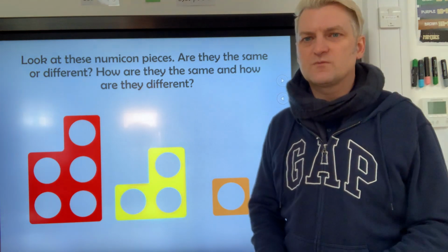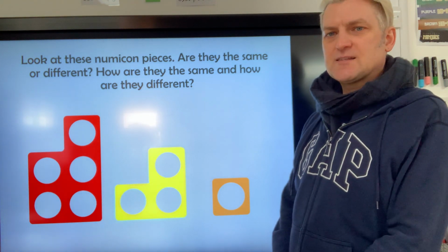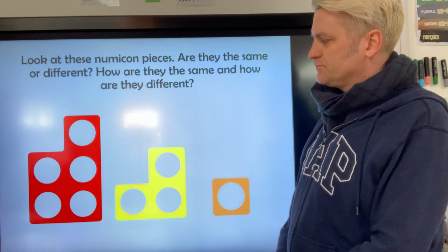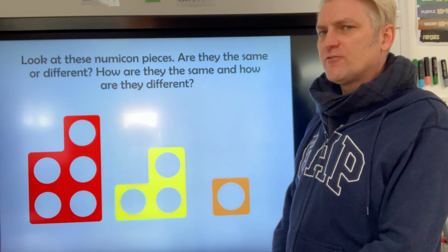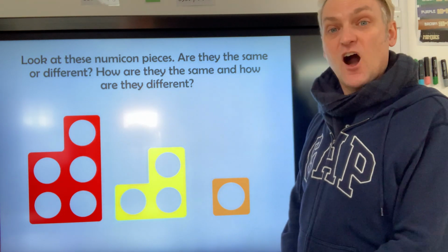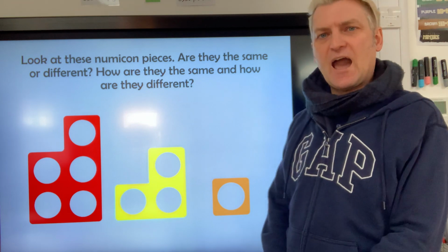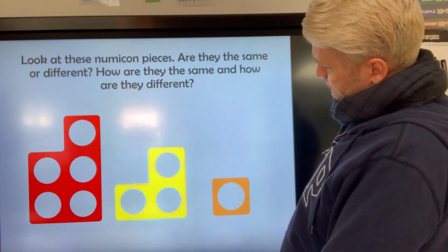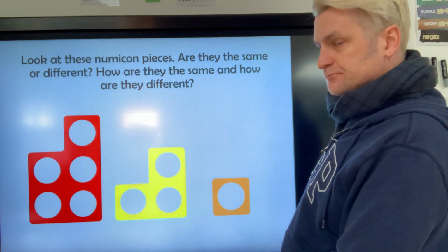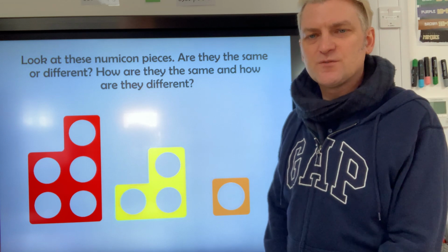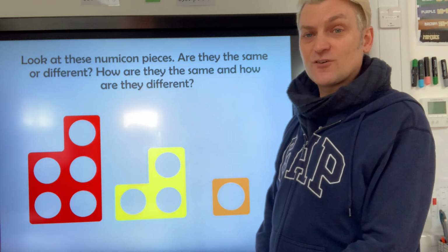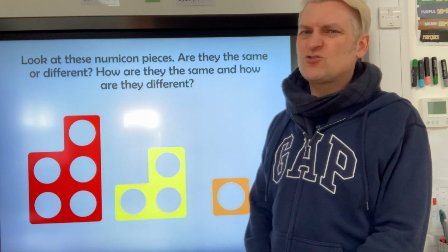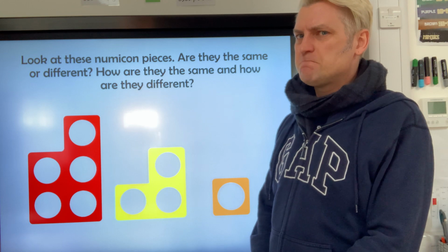Here we are. Oh, so here's 3 Numicon pieces. Are they all the same or are they different? Did you say different? You're right, well done. They are all different, aren't they? But how are they different? Have a really good look at them. Who said that they were different colours? You can say they're different colours, can't you? They are different colours. When we're thinking about them in maths, though, we try not to think about colours. What else could you say?